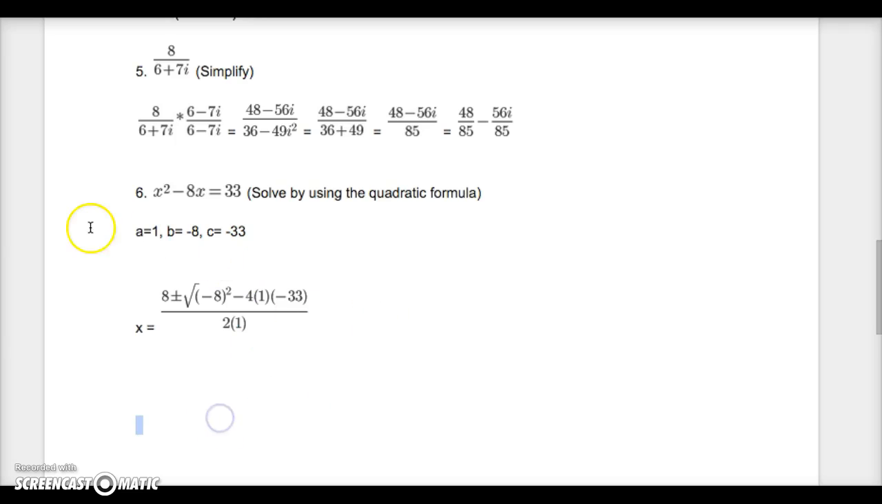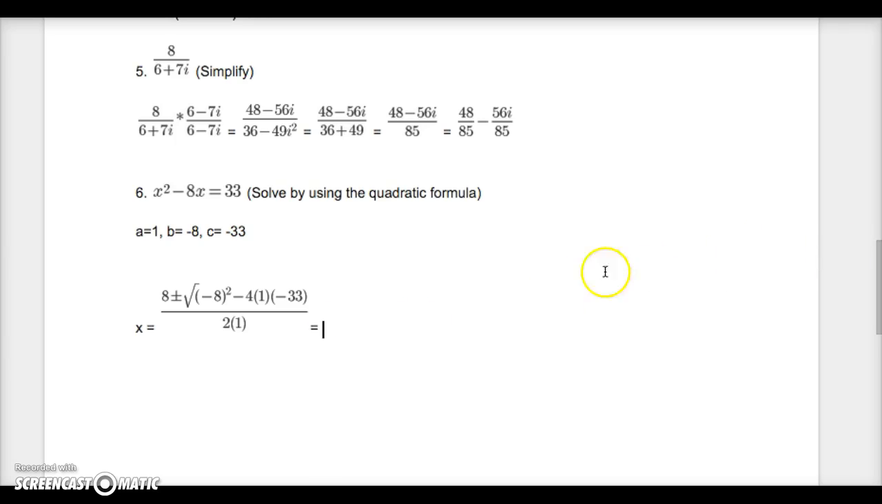So plugging in our values, we have 8 plus or minus. So we've got our expression here. 8 is opposite of b, negative b, would be positive 8 plus or minus the square root. Remember, when you plug in b squared, make sure you put it in parentheses. Minus 4 times a is 1 times c is negative 33 divided by 2a.